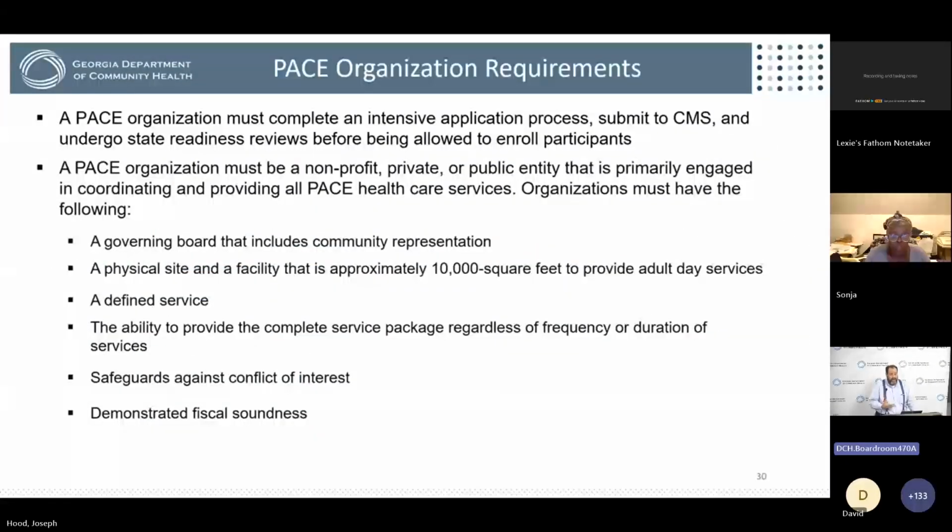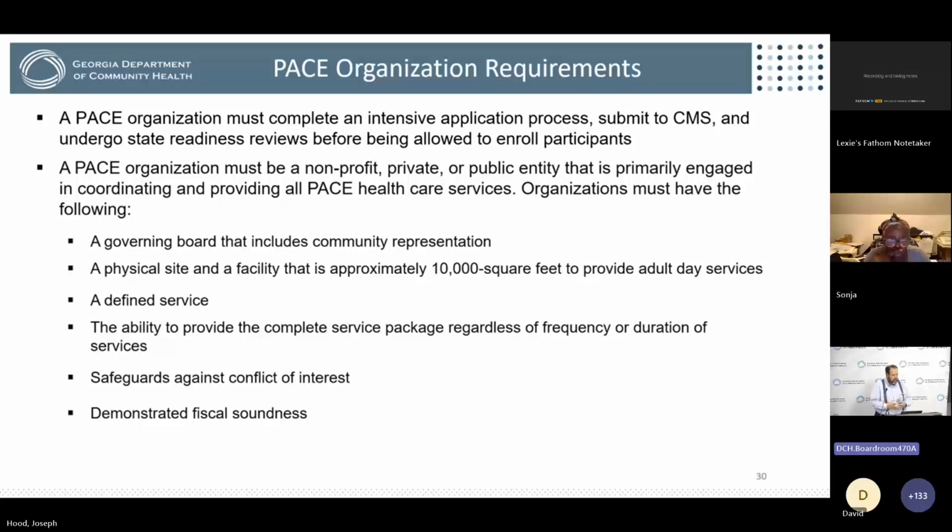What are some of the PACE organizational requirements? They must complete an intensive application process with the Centers for Medicare and Medicaid Services. And they also have to undergo a state readiness review before we allow participants to be enrolled. The PACE organization could be a nonprofit, private, or public entity that is primarily engaged in coordinating and providing all PACE healthcare services. You have to have a governing board that includes community representation. You have to have a physical site, right?